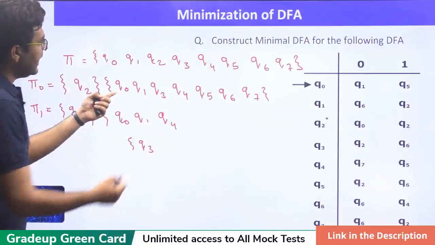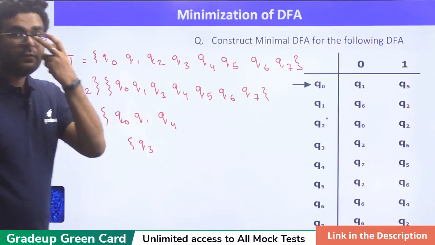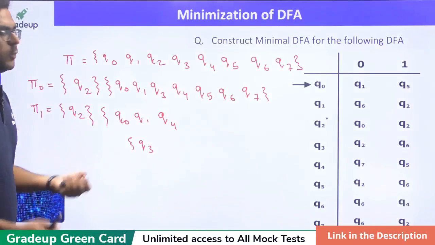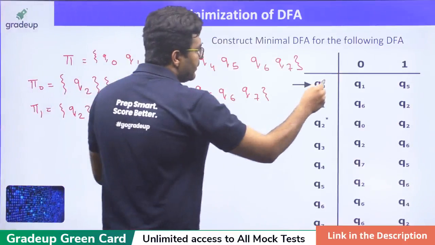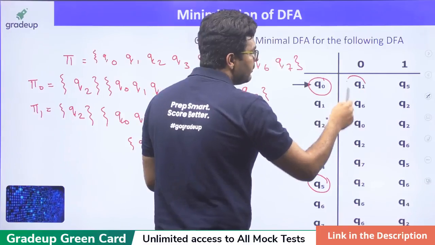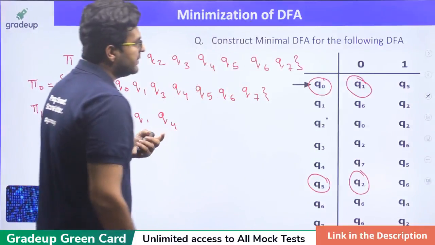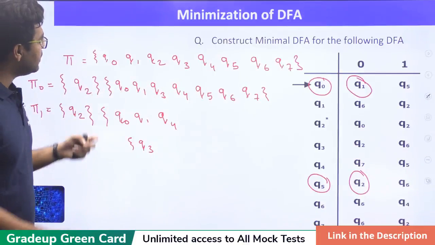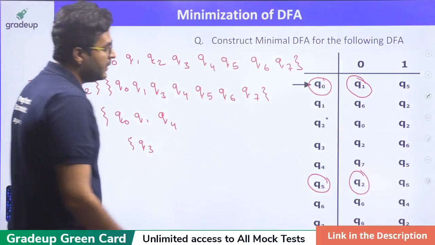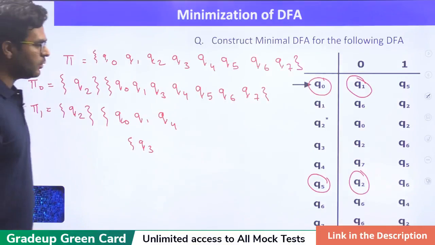Now let's check Q0 and Q5, what is the answer? Can we keep them in the same state or do we need to separate them out? For Q0 and Q5, I'm circling the states Q0 and Q5. On Q0, after observing 0, we are moving to the Q1 state. On Q5, after observing 0, we are moving to the Q2 state. Check whether Q1 and Q2 are in the same set. No, Q1 is in this set and Q2 is in another set. So we cannot keep Q5 with Q0.